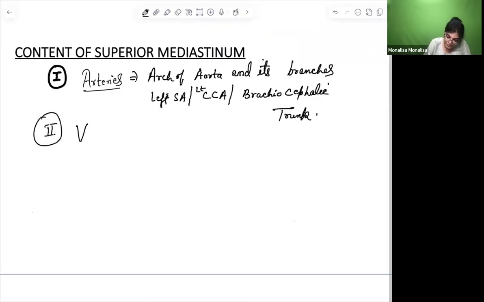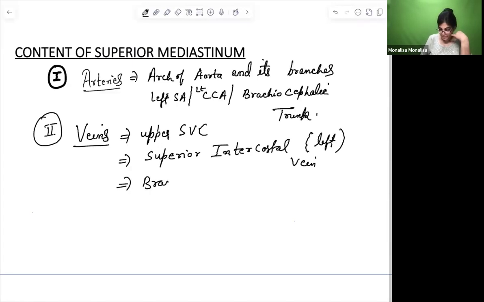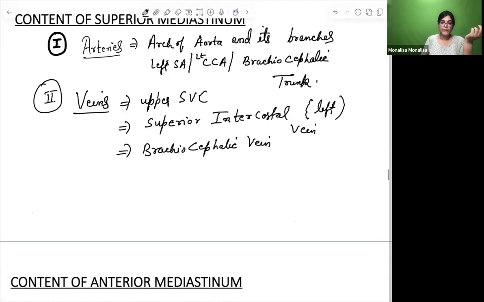The next is veins. Important veins are the upper part of the superior vena cava, the left superior intercostal vein, and the brachiocephalic veins. Very good. If you have attended my previous session, then you must know this.